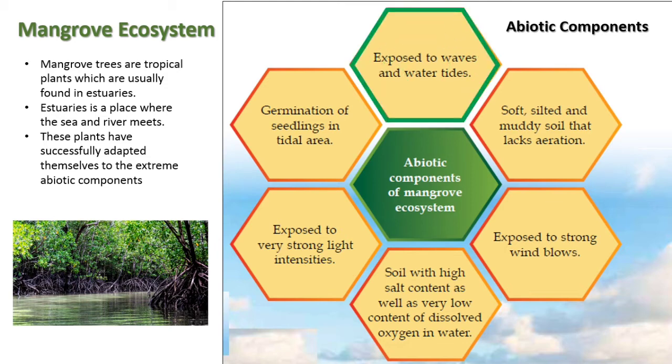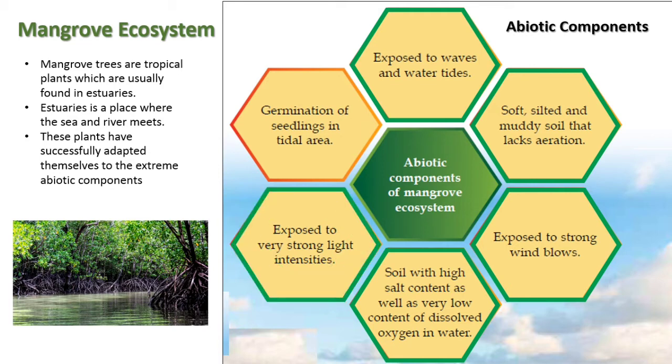First, exposure to waves and water tides. Second, soft, silty and muddy soil that lacks aeration. Third, exposure to strong winds. Soil with high salt content, as well as very low dissolved oxygen in the water. Exposure to very strong light intensity. And germination of seedlings in tidal areas. So these abiotic components are considered problems faced by the mangrove plant or mangrove tree.